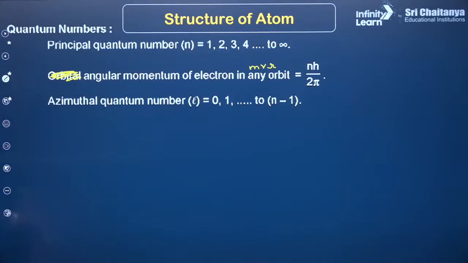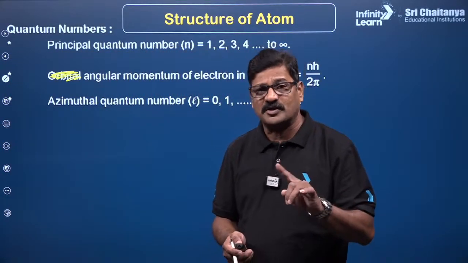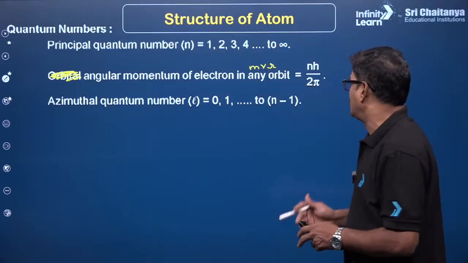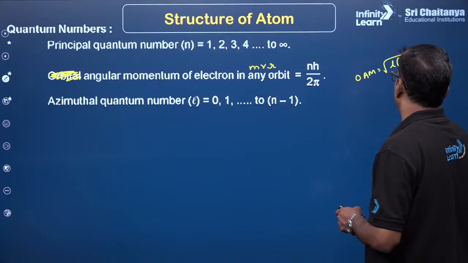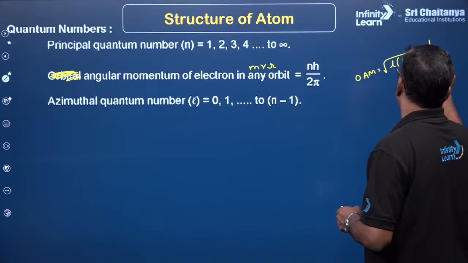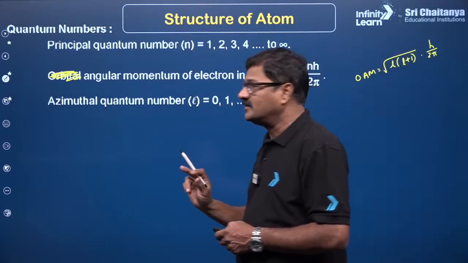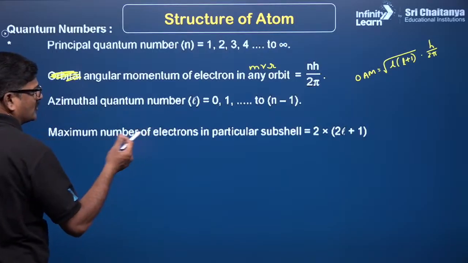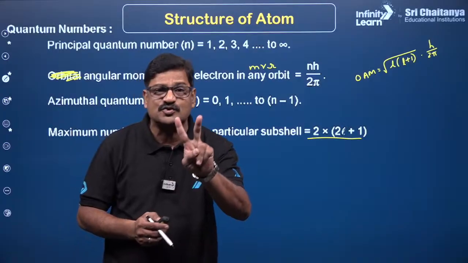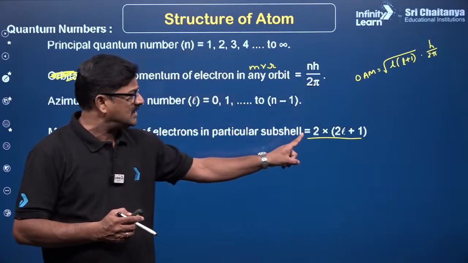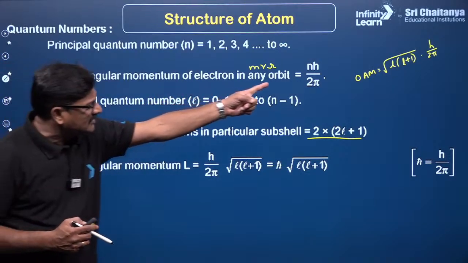The azimuthal quantum number signifies to which subshell an electron belongs, and it is also called the orbital angular momentum quantum number. And orbital angular momentum is given as root over l into l plus 1 times h by 2 pi. This is very important, and this is different from the earlier one. Also, the maximum number of electrons present in a particular subshell is equal to 2 into 2l plus 1. Based on this, questions have been asked twice in previous medical entrance examinations. And you can see, the value of orbital angular momentum is given.